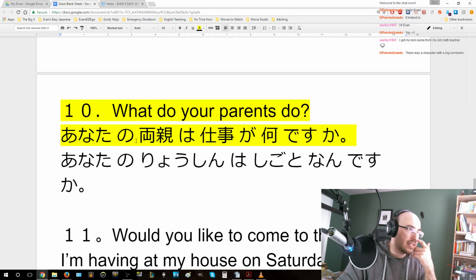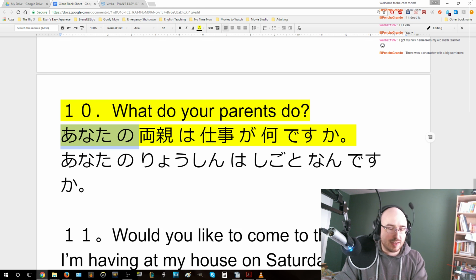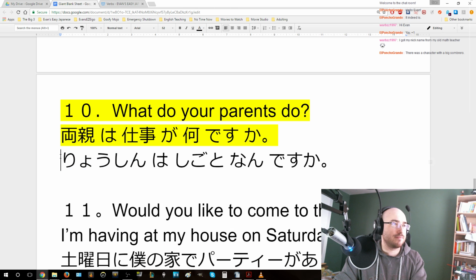Okay, so once again, we don't need your parents. That's just kind of weird, so let's get rid of that. Ryoshin wa shigoto ga nan desu ka? Okay, so by itself, nan desu ka is fine. Nan desu ka literally means what is it. So that's what do your parents do? What is your job? So if we're going with shigoto wa nan desu ka, yeah, sure.